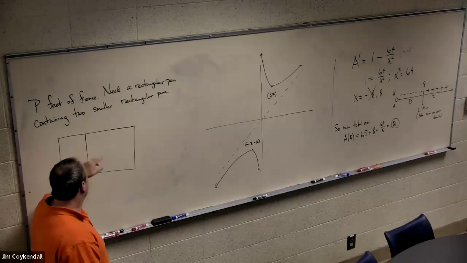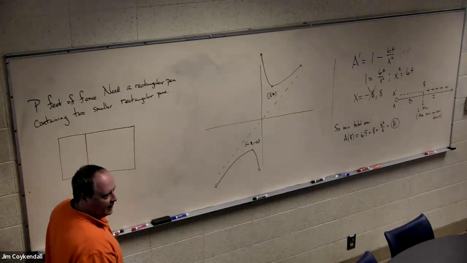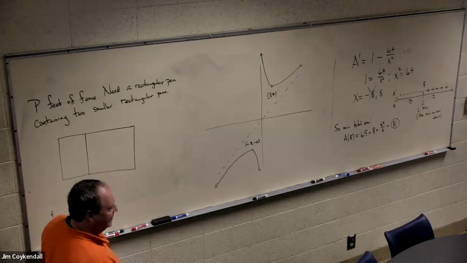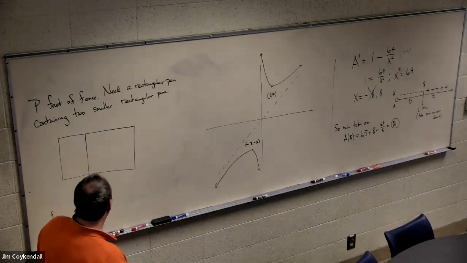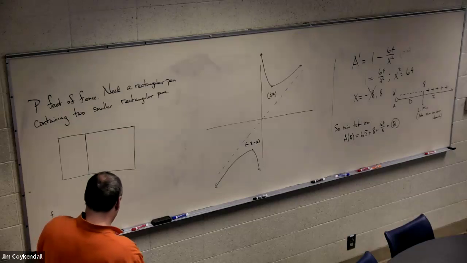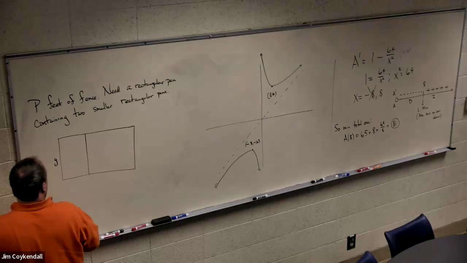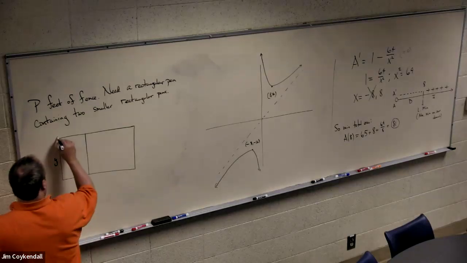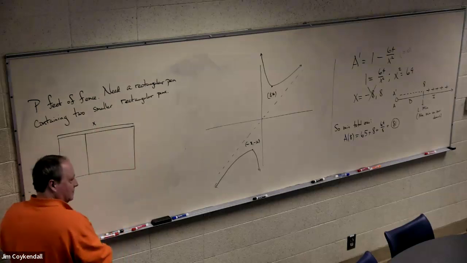Does it? Because whether I string this here or here or all the way over here, I'm still using the same amount of fence, and the total area is the same. Okay, so let's call this length right here y, and let's call this whole length x.